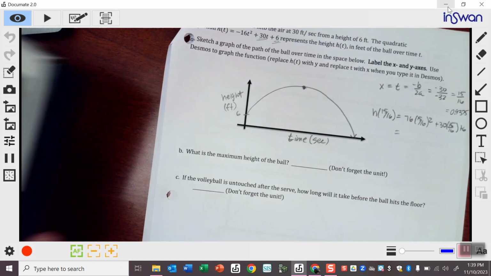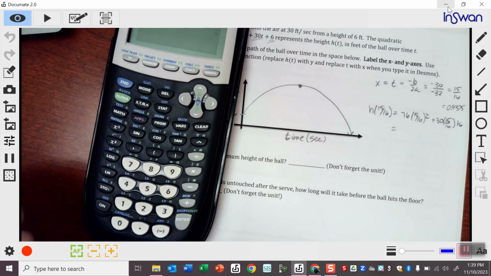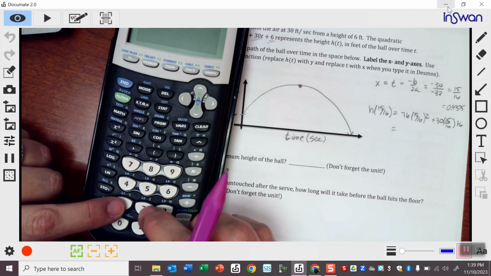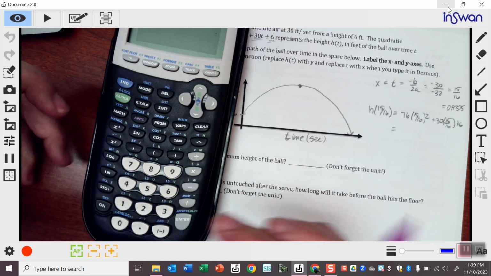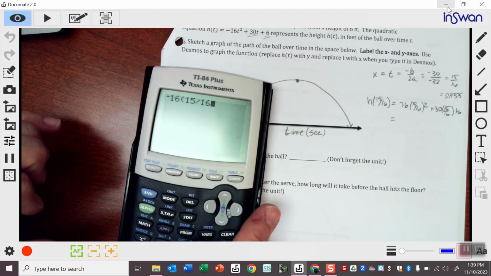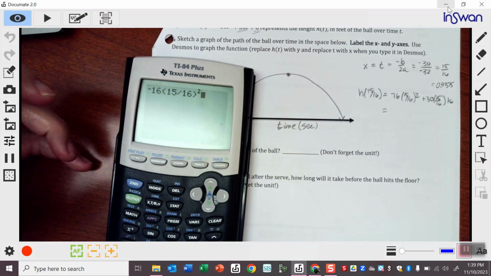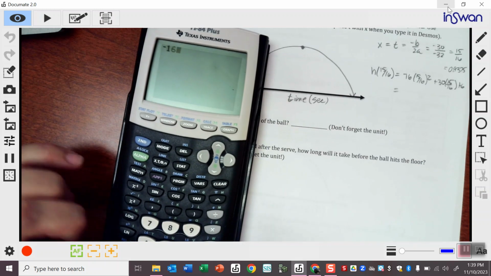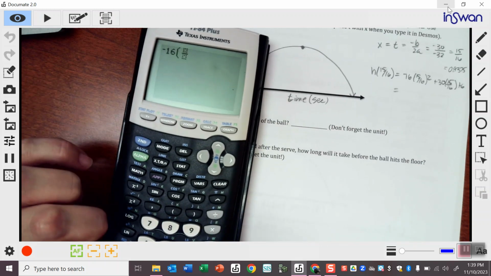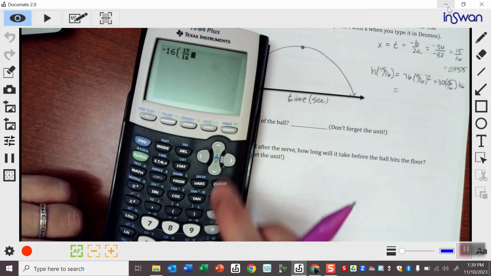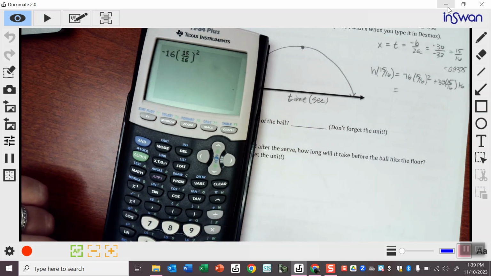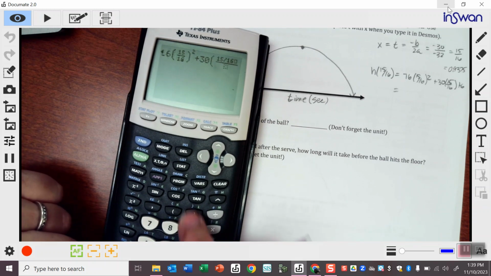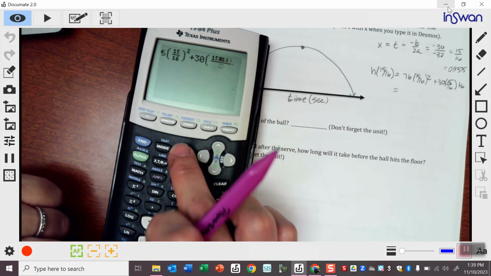All right. Okay, so let's see. Negative 16. Now, you can do one of two things. You can do 15 divided by 16. I don't really care if my answer is a decimal or a fraction. You can do it like that and then square it. Or if you prefer, you can use the 0.9375. Or if you prefer, you can make a fraction and just put 15 over 16, okay? And if you do it this way, plus 30 times 15 over 16.